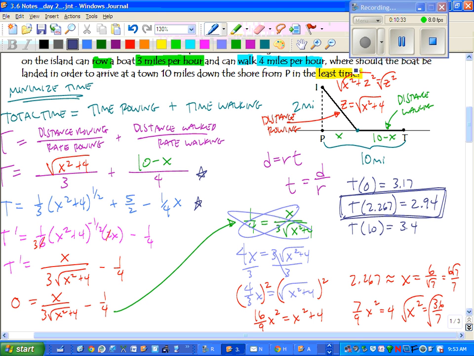And it is asking, where should the boat be landed? So it should be landed 2.267 miles from P. That's our final answer. Make sure that you go back and answer the question that they're asking.